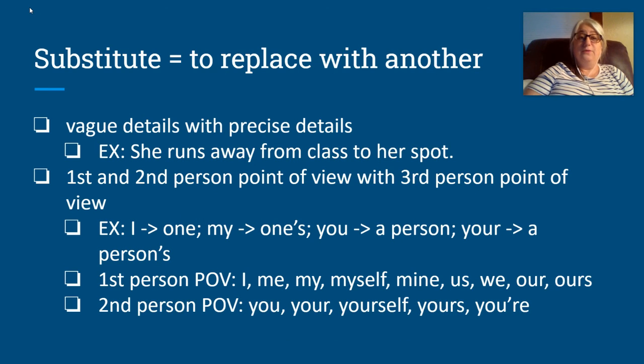You want to substitute vague details with precise details. For example, she runs away from class to her spot. Okay, that's pretty vague. What class is she running away from? What is her spot? When she runs, is she actually running? Is she kind of shuffling quickly? Is she kind of sneaking? Really try to be more precise with your details.